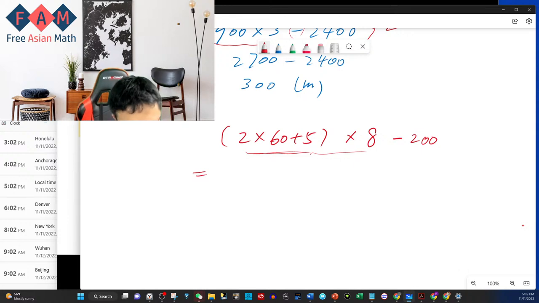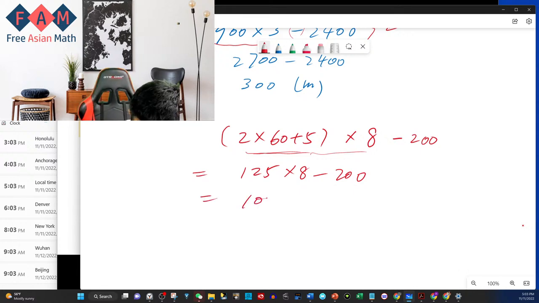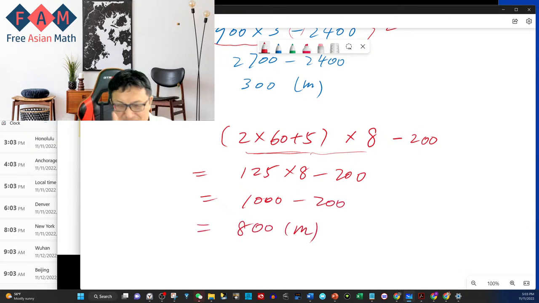So 2 times 60, that's 120, plus 5, that's 125. So why don't we write that? And multiply by 8, then minus 200. So 125 times 8, here is what you really need to memorize well, okay? Because 125 times 8 is just 1,000. This is important because when you learn fractions, 1/8, which is very common, is 0.125. So this is just 1,000 subtracting 200 equals 800 meters. Okay, so that's the length of the bridge.